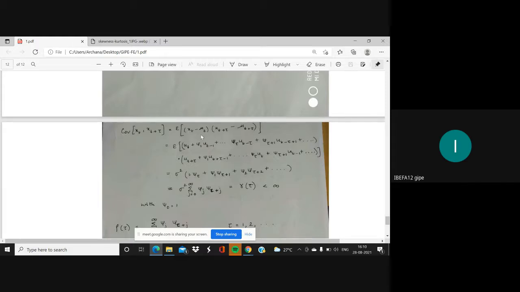This part is clear to everyone, right? Xt minus mu t and xt plus tau minus mu t. You're looking at the covariance between these two, between xt and its lead, which is tau periods in the future. This part is nothing but your summation psi j, j equal to 0 to infinity, psi j ut minus j. You're taking that whole term here. Similarly, this is the same term, except you're taking into account the fact that this is tau periods in the future.